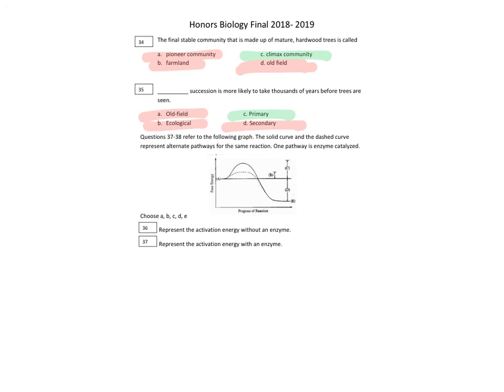37 to 38 has you look at this. Here's a regular activation energy. That's that hill we went over and talked about. A ball rolling down the hill. Do you need energy to roll a ball back up the hill? We talked about this. Here's the activation energy at the tall hill. Here's the shorter hill. And this is the one with the enzyme. So this is the enzyme. What does an enzyme do? It reduces the activation energy.